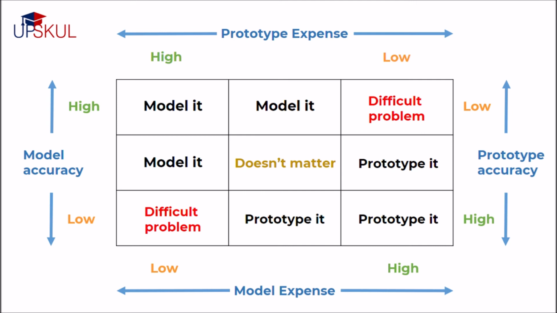In a case where prototype accuracy is very low while model expenses are high, you should go for a focused model which is specific to the problems that you want to solve instead of going for a fully functional comprehensive model. In the case where model accuracy is low but prototype building is very expensive, you can build prototypes using cheaper materials which can perform specific functions.